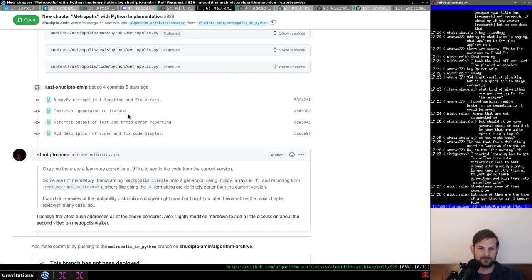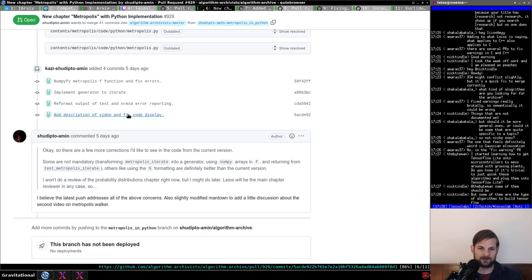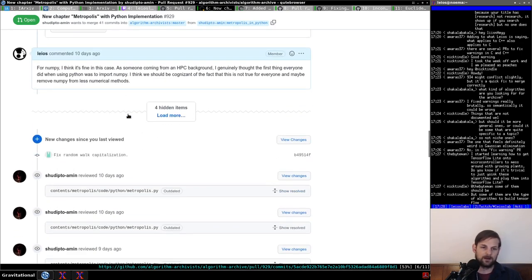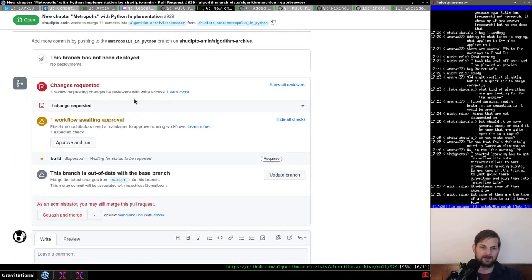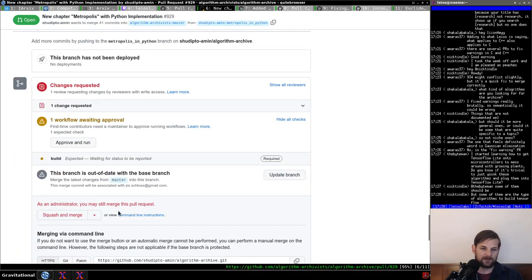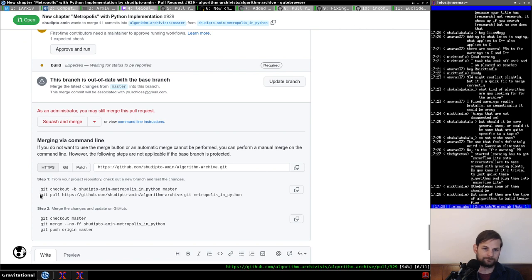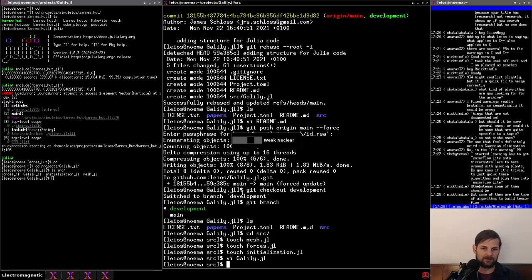Okay, so a few corrections. Let's see. I believe the latest push addresses all of the above concerns, also slightly modified Markdown to add a little discussion about the second video on the Metropolis Walker. Perfect. Okay, let me go ahead and read through the text here. Just grab the latest changes and see what happened. So view command line instructions. I think I just git pull and see what the changes are.